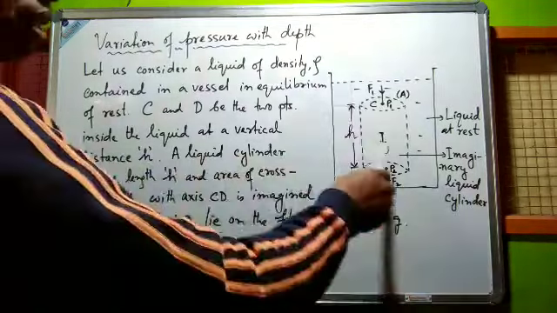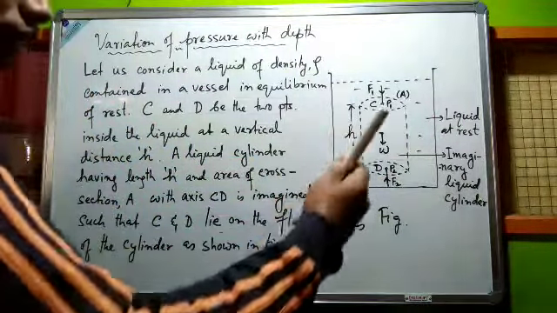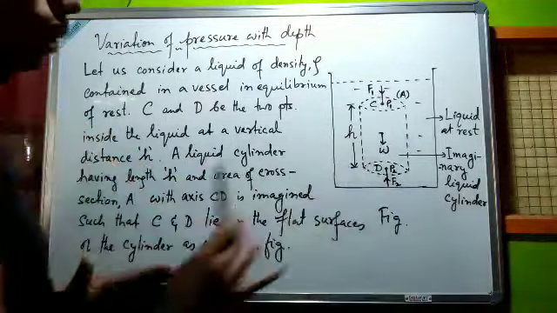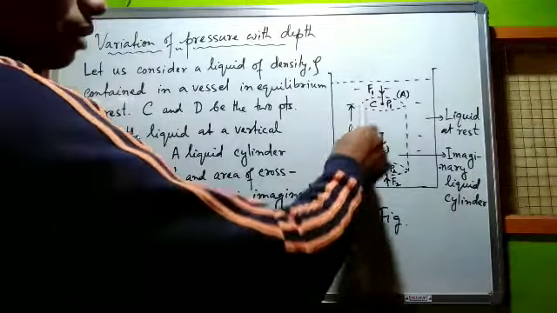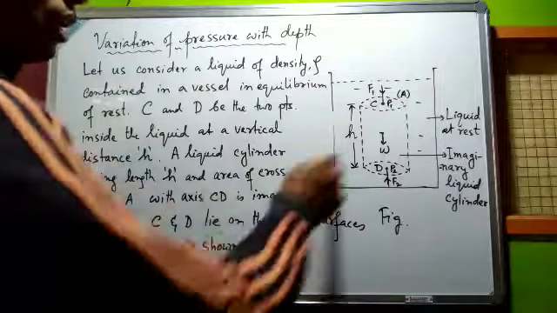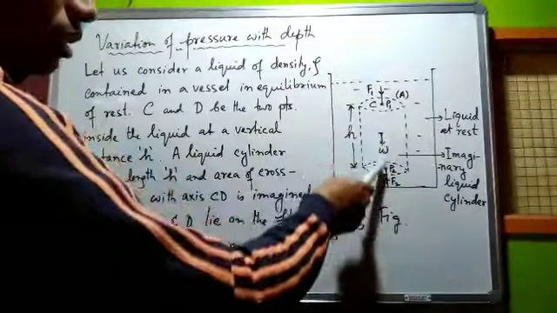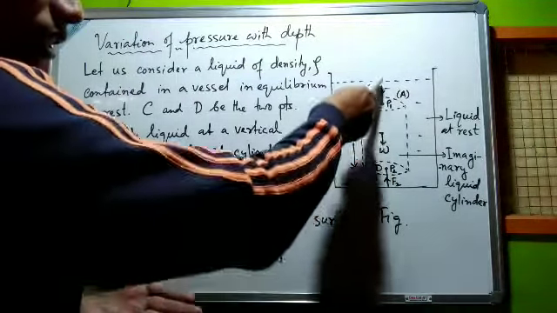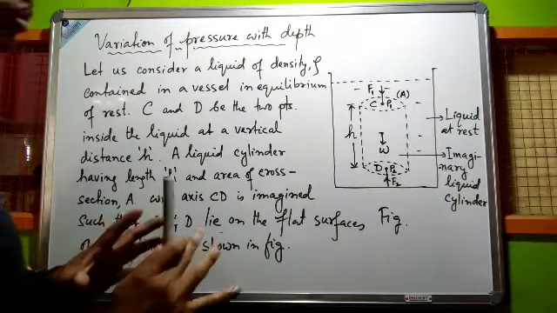In our figure, the liquid container or vessel holds liquid at rest, and inside the liquid there are two points, C and D. We imagine a cylinder whose length is h and area of cross section is capital A, and the line CD passing through the 2 points is the axis of the cylinder.